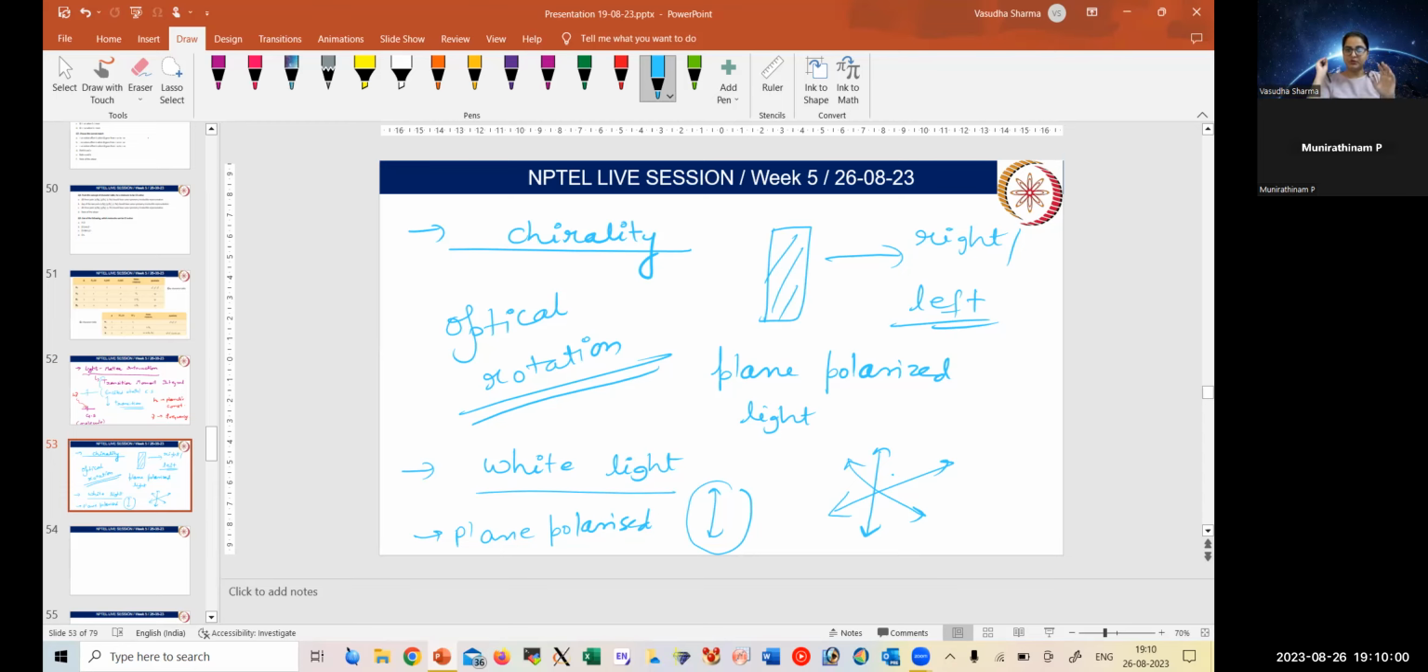For example, if you are putting a white light, which has light in all directions, the chiral molecule also will not show any direction of rotation. Say I put it into white light, and one half is going to the right side, one to the left, one above, one down. Whatever rotation is happening, it cancels each other. So we won't be able to see any kind of effect.